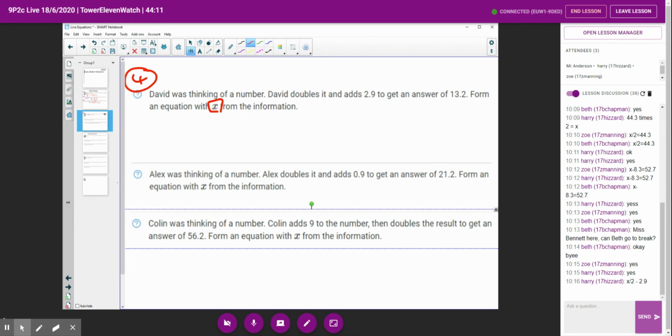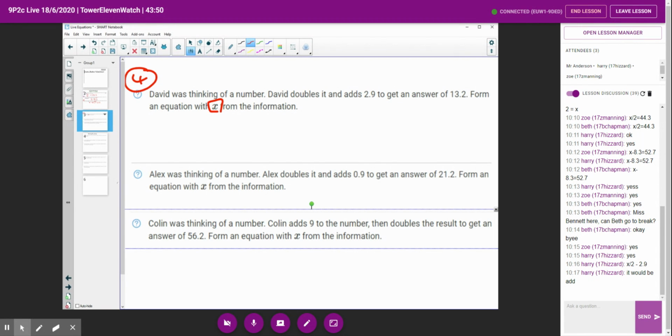Okay, Harry, good try, really good. So Harry, you've written x divide by 2, subtract 2.9. Okay? So is that what the question asked? Did it ask us to divide by 2, to halve it, and then to subtract 2.9? Good, well done. It's going to be add rather than subtract. So what about the other bit? Is it divide by 2?